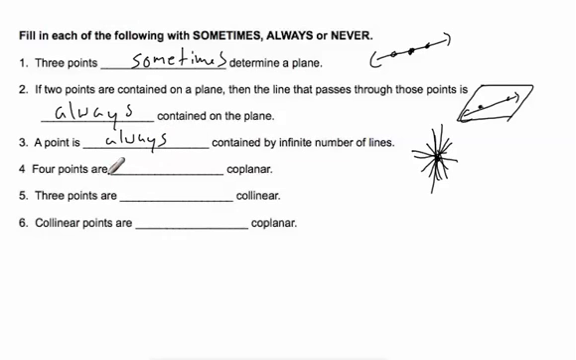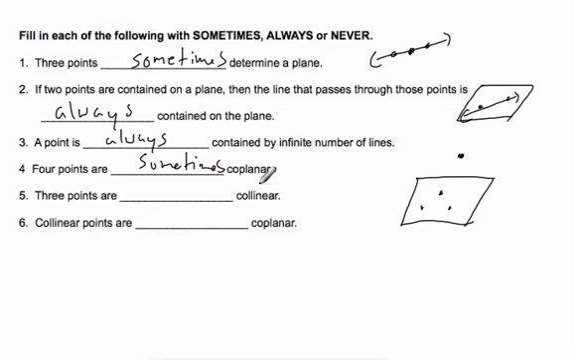4 points are blank coplanar. Well, let's take a look at that. 4 points can be coplanar. Here's my plane. 1, 2, 3, 4. Those 4 points are all contained in the plane. But what if I take one of those points and I remove it from this plane and I put it above the plane? Now the 4 points are not coplanar. Remember, any 3 points are coplanar, but 4 points are only sometimes coplanar.